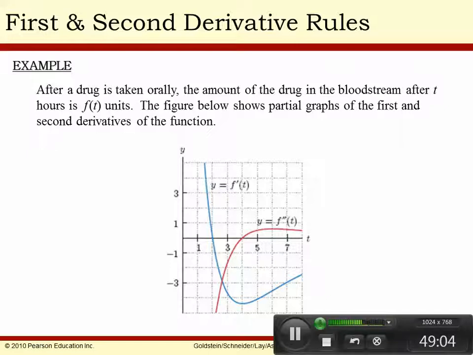Okay, now I look at my second derivative. If we know that f double prime of x is less than 0 for what values of x? So the red graph. f double prime of x is less than 0 for what values of x? Right, if we're less than 4, the second derivative is negative. So for x less than 4.